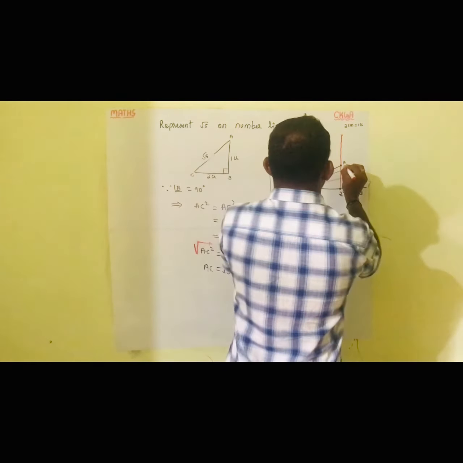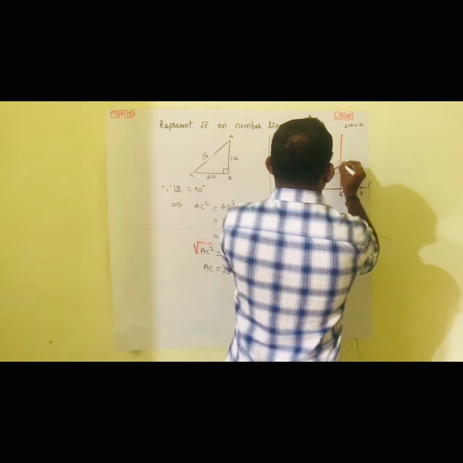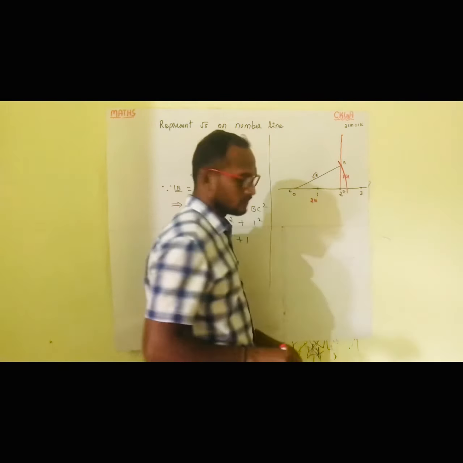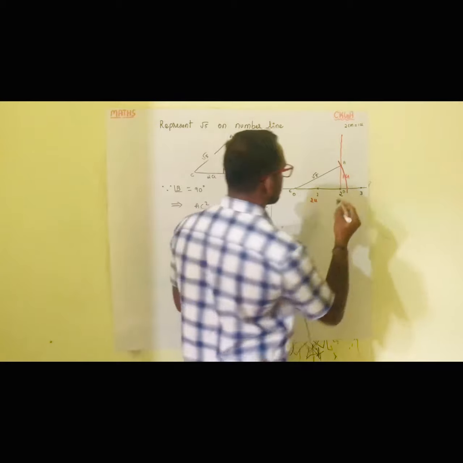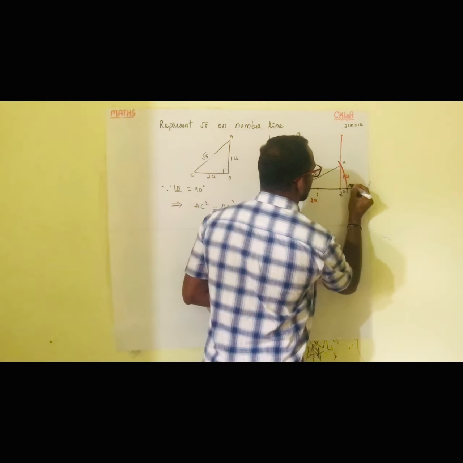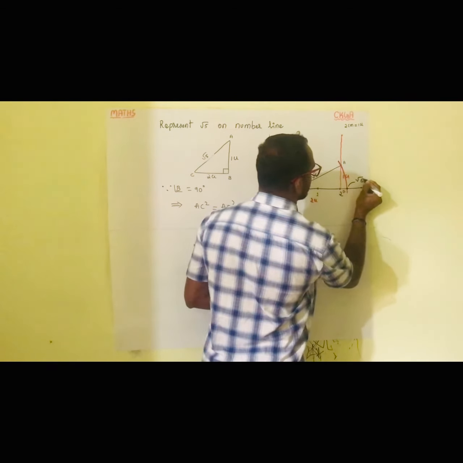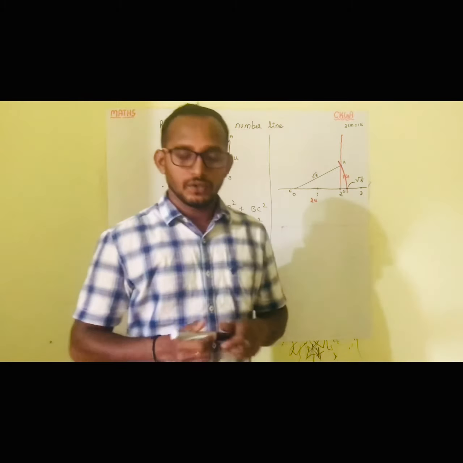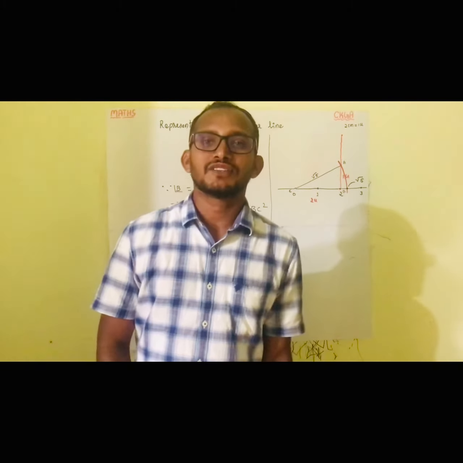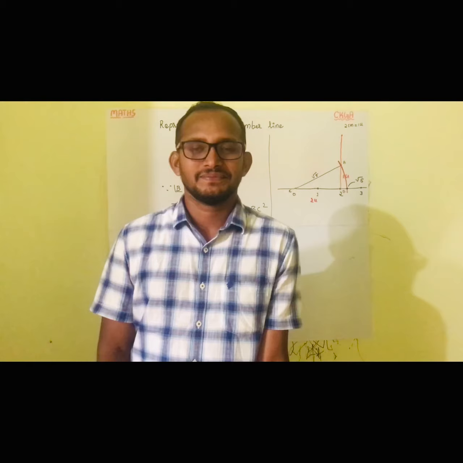So I'll represent it on the number line just like this. This point represents root 5. That is how you can represent irrational numbers on the number line. Thank you.